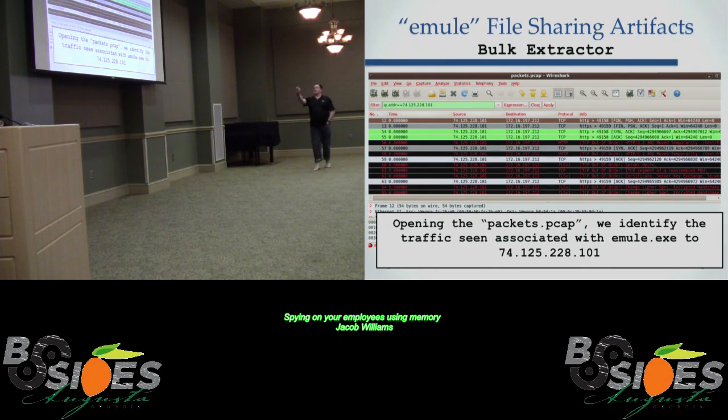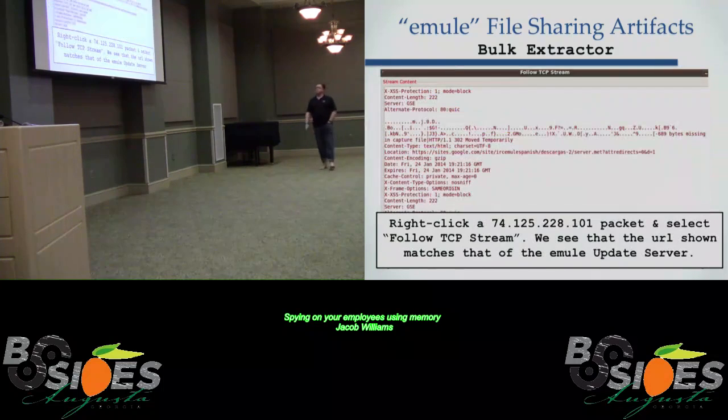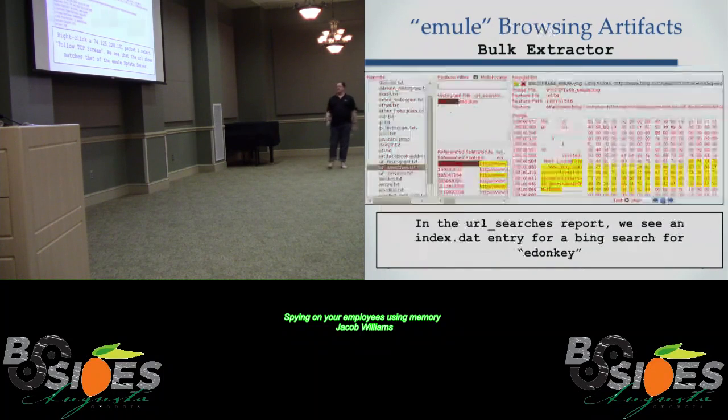But that's okay. Again, we can pull packets out of the traffic as well. That certainly helps. We can actually go in and look at the packets here. We did the follow TCP stream. We see the URL. Yep, that's an email update server. Again, all of the evidence is coming together. Not looking very good for the user.